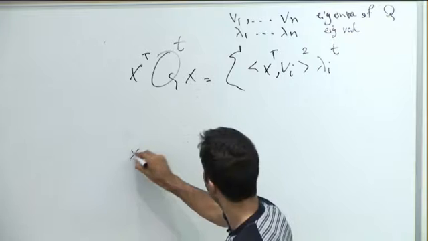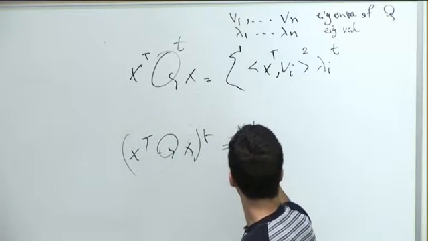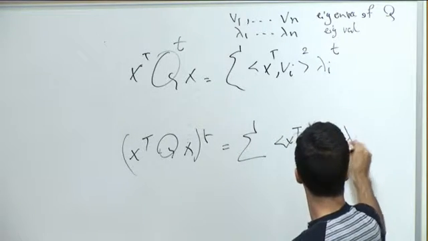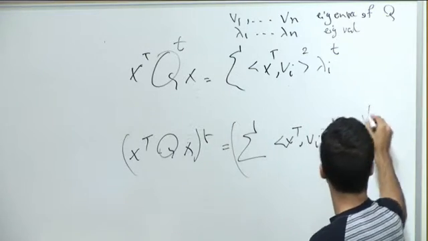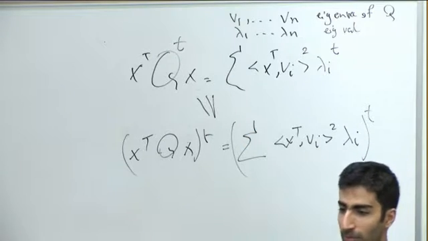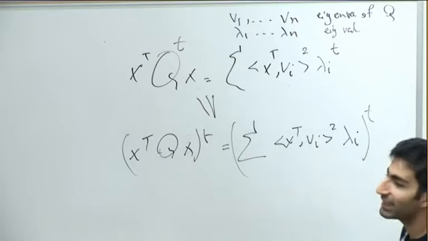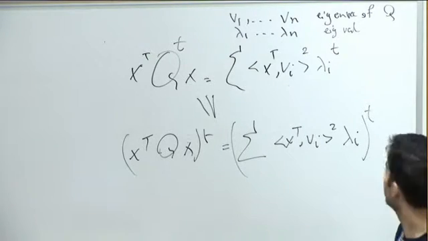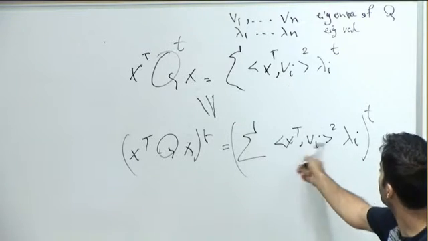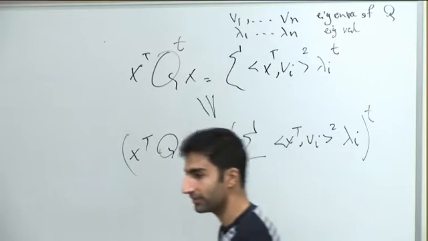And the right-hand side is just the whole thing to the t. So we just want to prove that this is greater than or equal to that. And this is, again, simple to prove because this is just Jensen's inequality. These eigenvalues are non-negative. The summation of these terms adds up to 1 because x is a unit vector. So this is just Jensen's inequality.